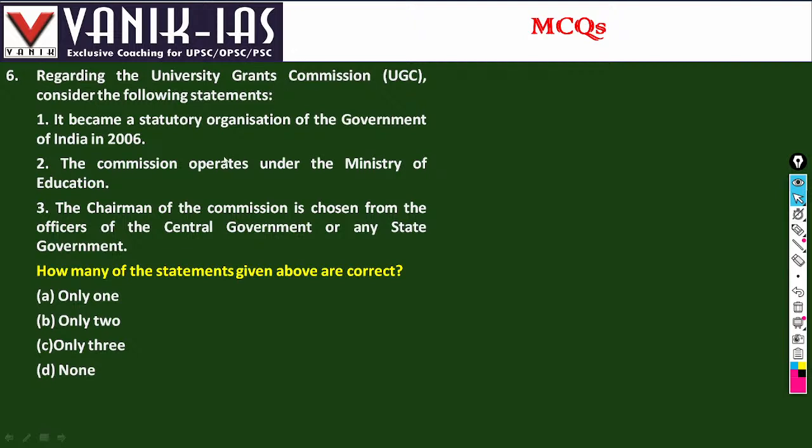Regarding the University Grants Commission, it became a statutory organization of the Government of India in 2006. That is wrong. The commission operates under the Ministry of Education, right? The chairman of the commission is chosen from the officers of the central government or any other government. How many are correct? Only 1 is correct.